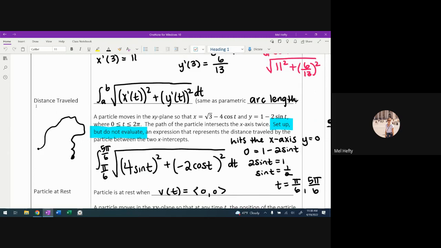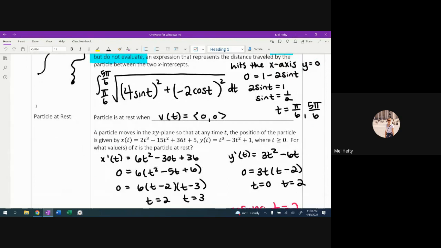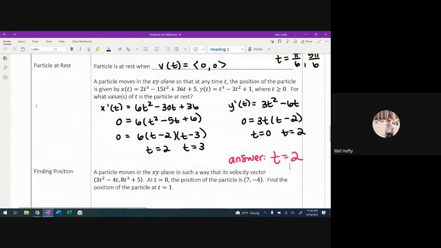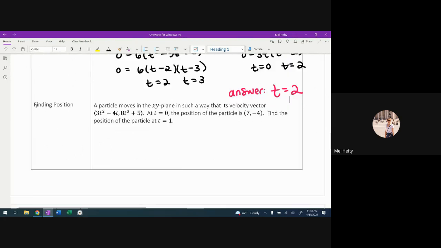We did some particle at rest, which is very exciting. That was when both of our velocities, the x coordinate and y coordinate of our velocity, was equal to 0. And this last one is just like part C on here. So let's find some position.